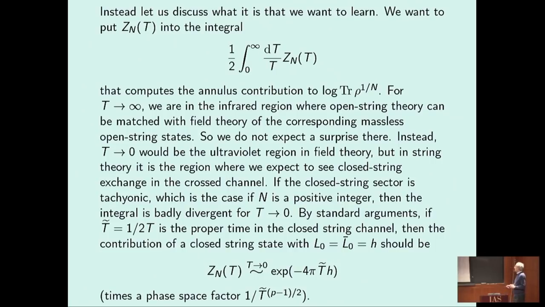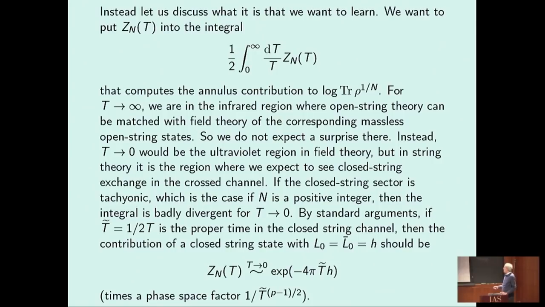For t going to infinity, we're in the infrared region, where open string theory can be matched with field theory of the corresponding massless open string states. So there's not going to be a surprise there. T going to 0 would be the ultraviolet region in field theory. But of course, in string theory, there isn't an ultraviolet region. Rather, in string theory, we expect to see closed string exchange in the cross channel.